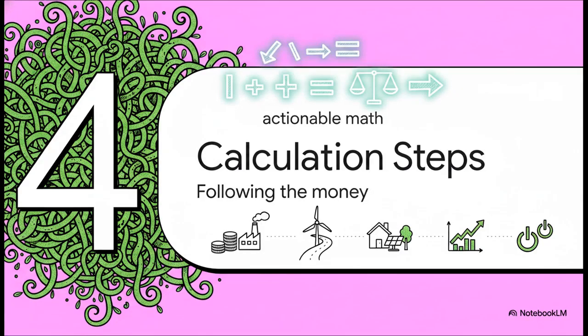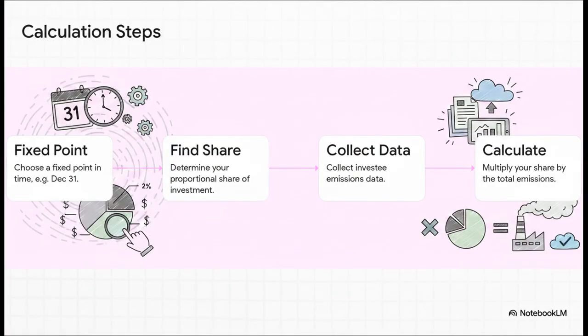Moving right along to Section 4, Steps to Calculate Emissions. Now this is where we turn some pretty dense regulatory rules into simple, actionable math. It really just boils down to 4 sequential steps. First, pick a fixed point in time, say December 31st, because as we know, investment portfolios change daily. Second, figure out your proportional share. What exact percentage of the company or project do you actually finance? Third, collect the actual emissions data of the company or project. And fourth, just multiply your share by their emissions. That's it. It ensures you're only accounting for the exact piece of the pie you're responsible for.